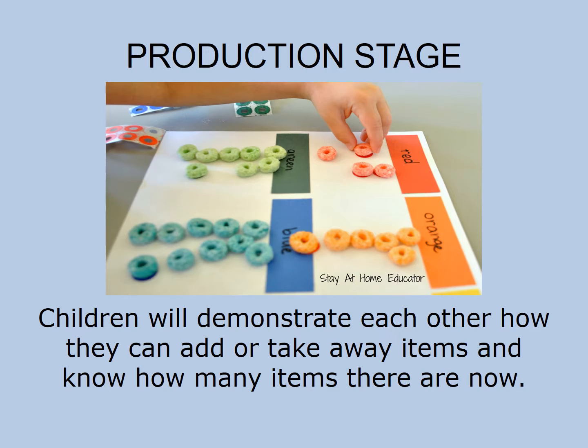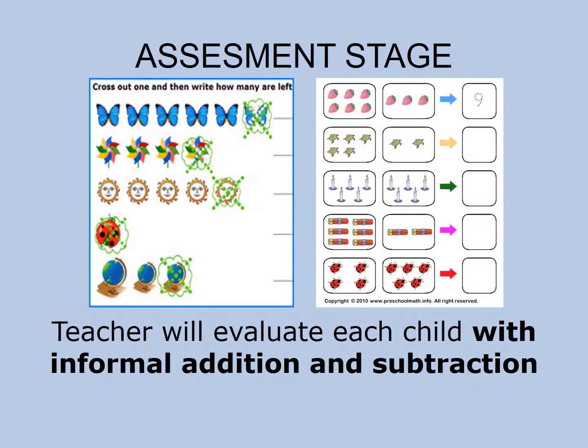For the production stage, children will demonstrate to each other how they can add or take away items and know how many items there are now. For assessments, the teacher will evaluate each child with informal addition and subtraction using sheets like you can see on this screen.